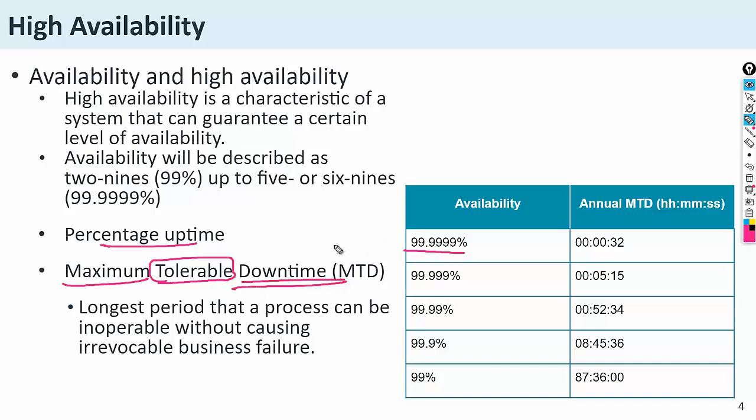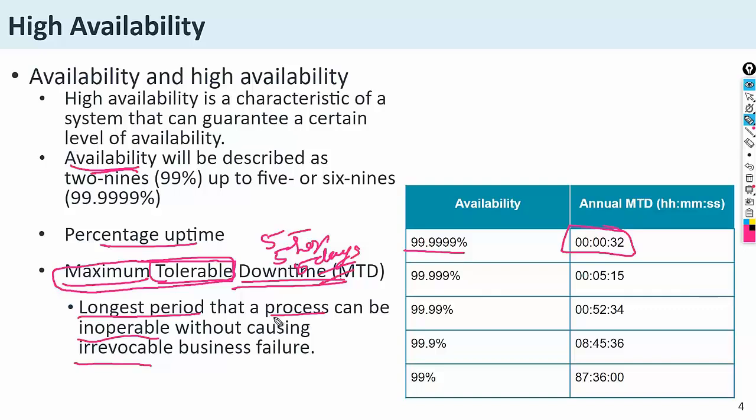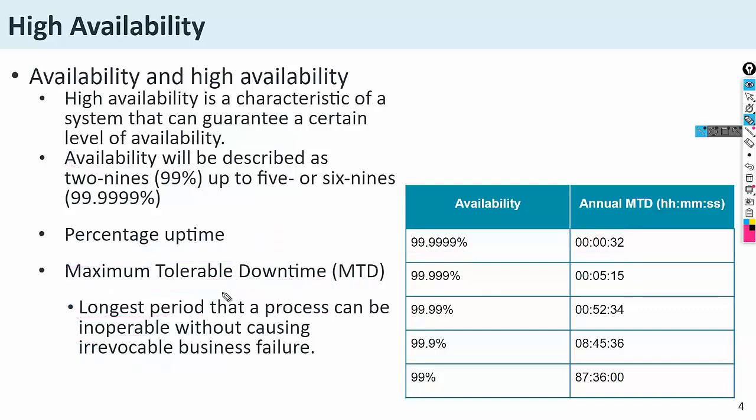In availability, there is a possibility that for some time the system will be down. Maximum tolerable downtime means that when the system is down for any reason, the total amount of time is known as the maximum tolerable downtime: the longest period that a process can be inoperable without causing irrevocable business failure. It may be 5 minutes, 5 hours, or 5 days. It depends on which type of infrastructure you have. How can you calculate the maximum tolerable downtime?